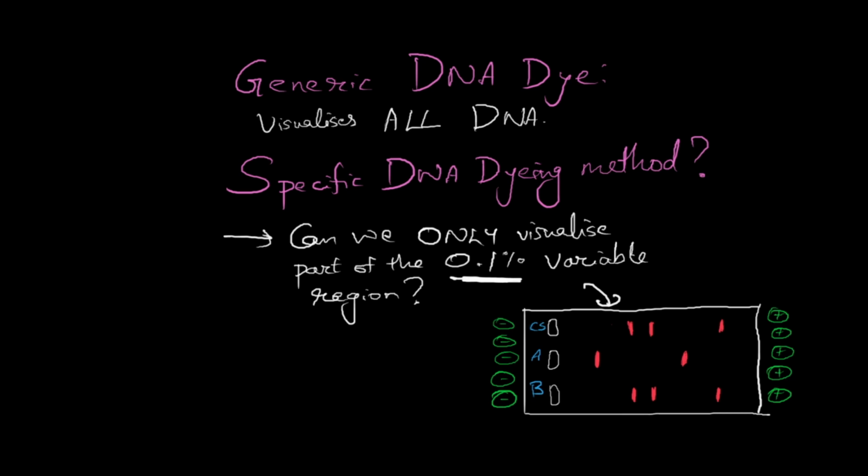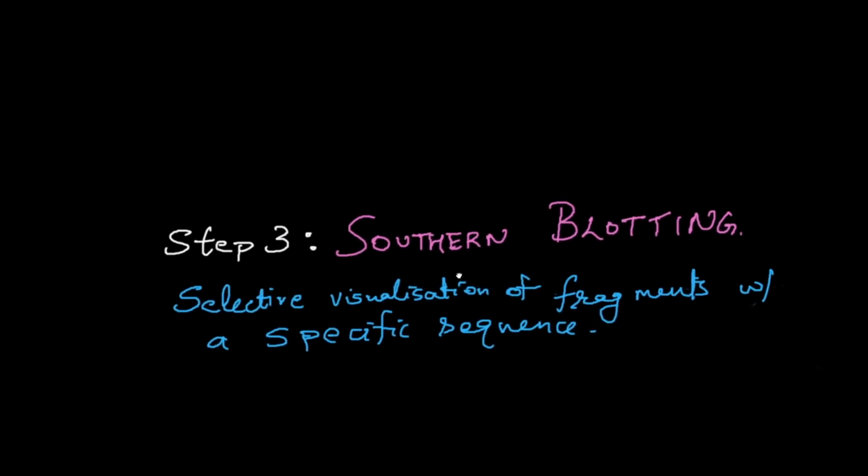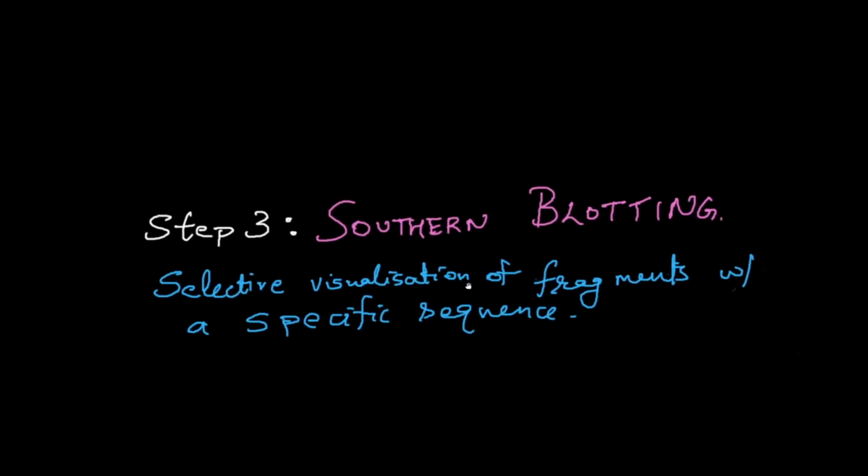This is the goal, and we also mentioned that something like this is actually possible, not exactly this, but we remarked that we didn't actually get into how this happens. How can we zoom into the 0.1% variable region? And that is the aim of this video, to try and understand how you could use a specific DNA dyeing method to get these clean, sharp signals. Okay, so the spoiler here is that we are going to have a step 3, because the first two steps are not sufficient, and step 3 is a technique called Southern blotting.